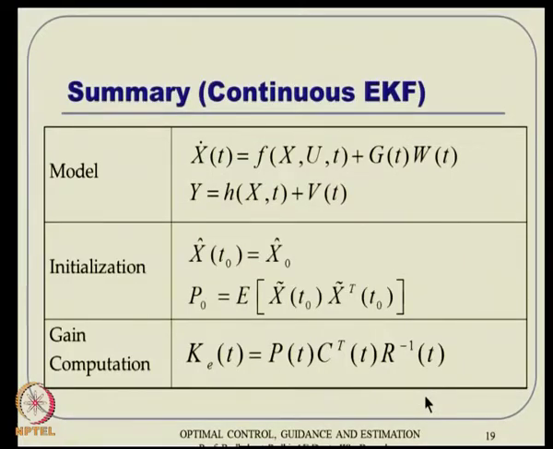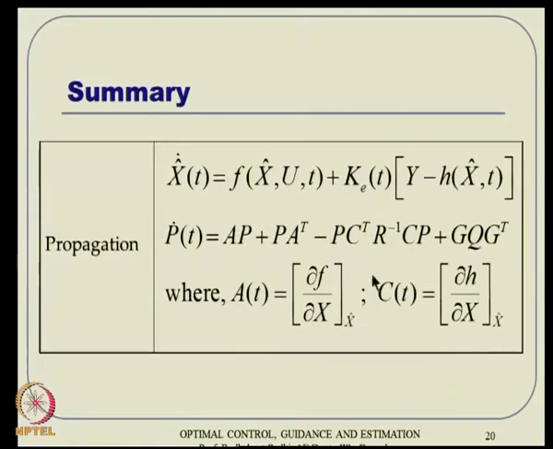So, what is the summary of continuous time EKF? We have the system dynamics and our initialization has to happen first, then we compute the gain that way and then we propagate it that way. We have this filter dynamics or propagation dynamics, which we can use to propagate x hat of t, and we have this covariance matrix dynamics which you can use to propagate P of t. The only difference is A and C have to be evaluated every time around this x hat basically. So, that is the summary of continuous time EKF.